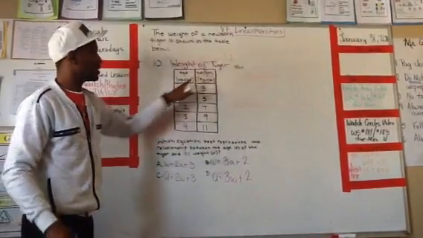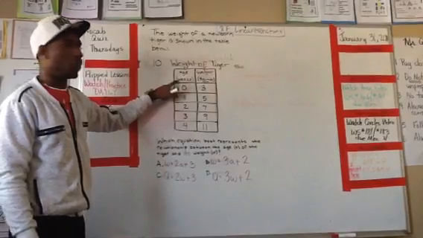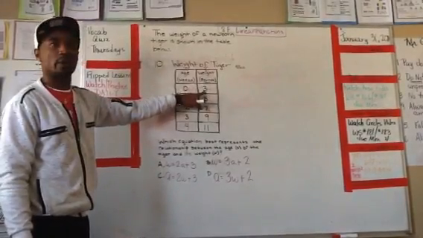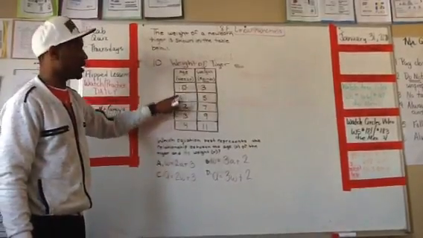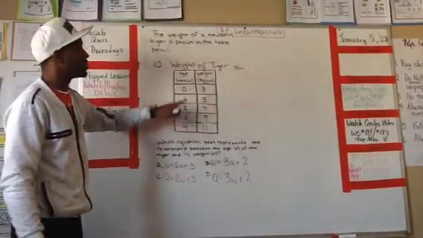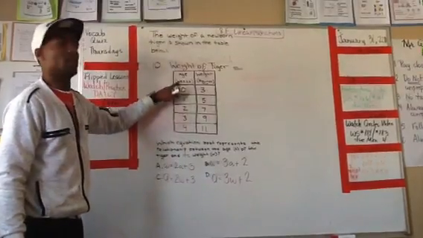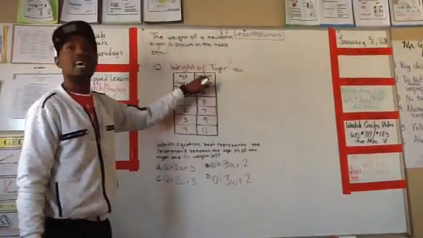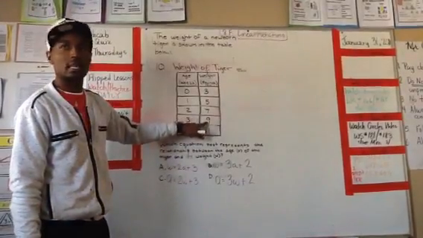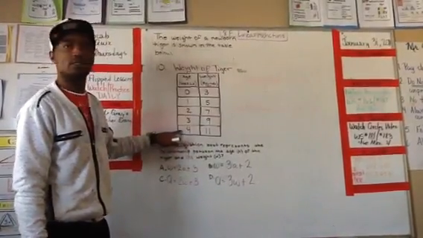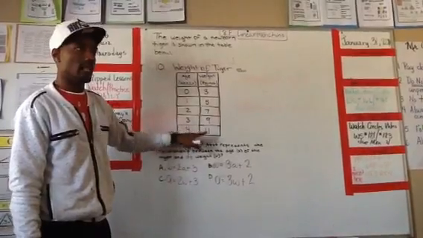If a tiger is 0 weeks old, newborn, how many pounds does it weigh? 3. If a tiger is 1 week old, it weighs 5 pounds. If a tiger is 2 weeks old, it weighs 7 pounds. If a tiger is 3 weeks old, it weighs 9 pounds. If a tiger is 4 weeks old, it weighs 11 pounds.